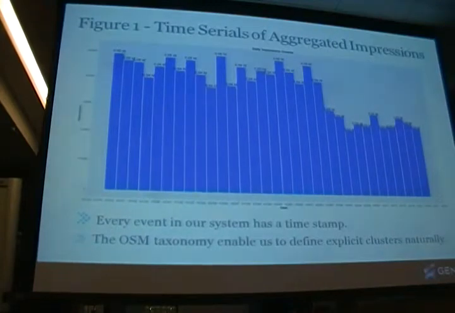So let's start from the overview. Here I create a time series plot, because the taxonomy has enabled us to define explicitly the clusters of users naturally, and each event in our system has a timestamp. So I group by time. The x-axis is just the date information. The y-axis is the number of impressions delivered for one campaign.